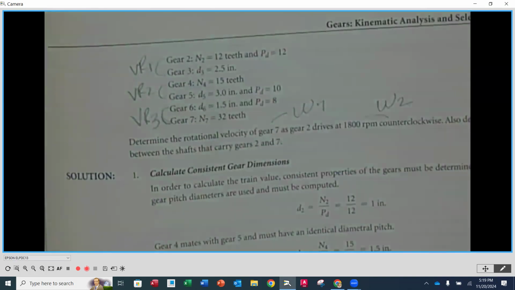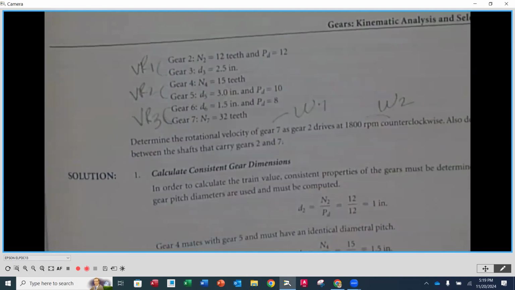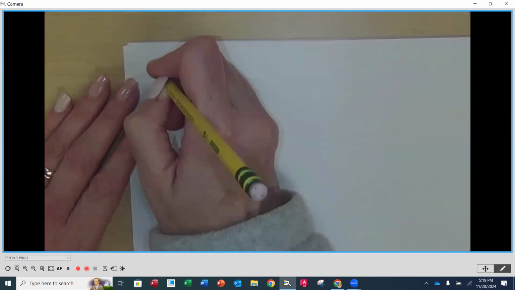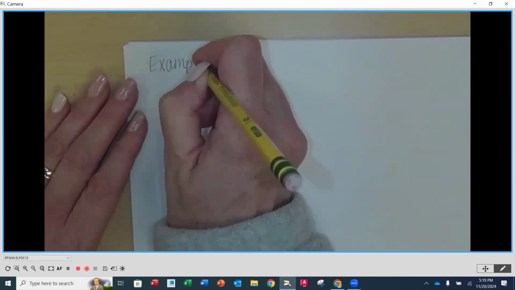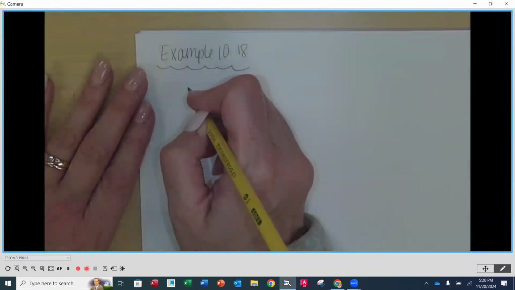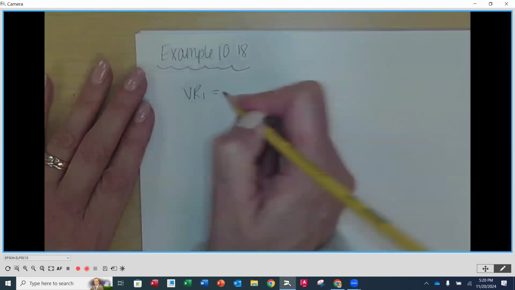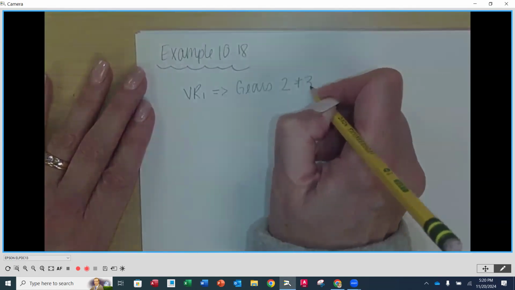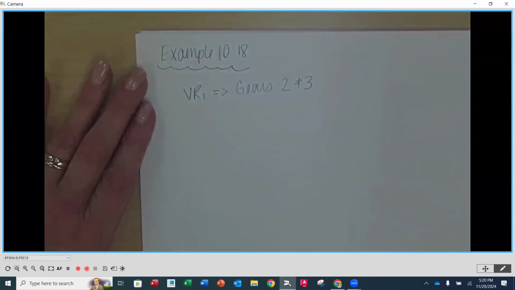Okay. So given the information that we have here, I'm going to start our problem and look at it ratio by ratio. Okay. So looking first at velocity ratio number 1. I'm going to zoom out here a little bit. So this is example 1018. Okay. 1018. And we're going to be looking at velocity ratio number 1, which is gears 2 and 3. Okay. And they're 2 and 3 identified in the problem.